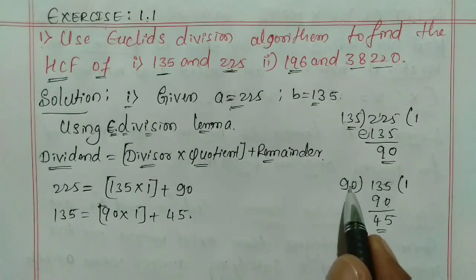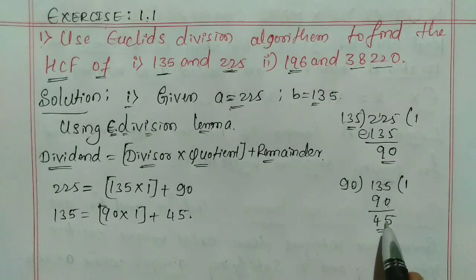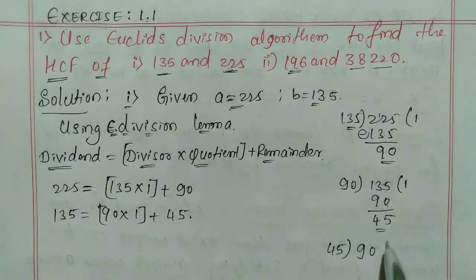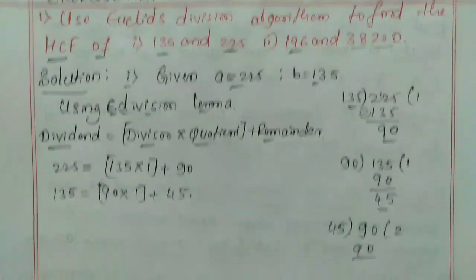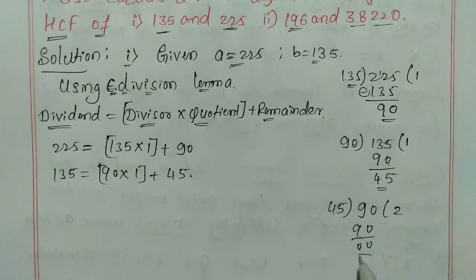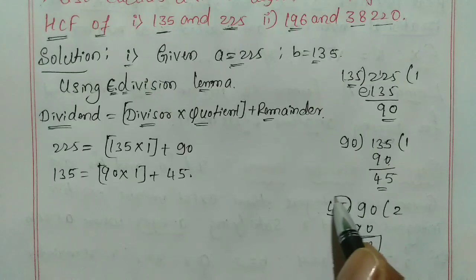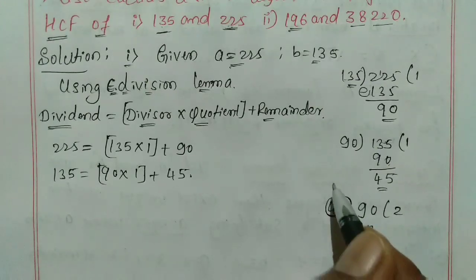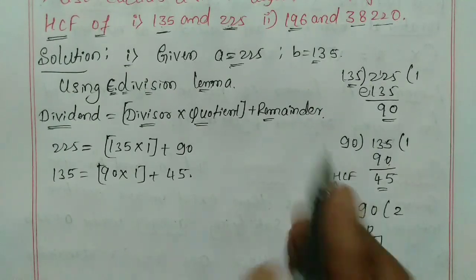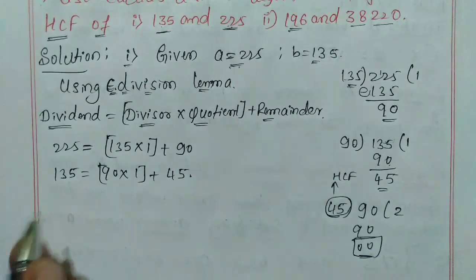Once again, divide by the remainder. Write 45: 90 divided by 45, 45 twos are 90, so you get remainder 0. When you get remainder 0, then the divisor is the HCF of the given two numbers.